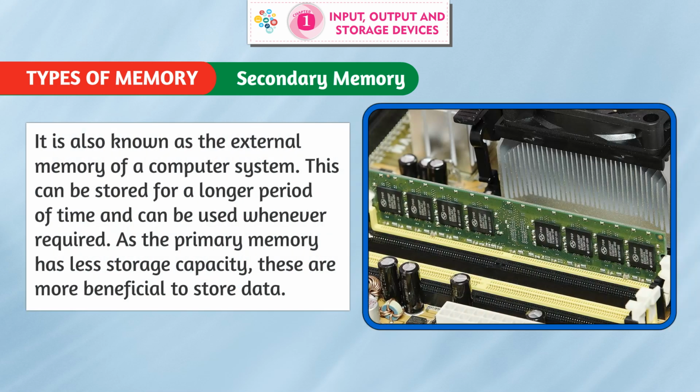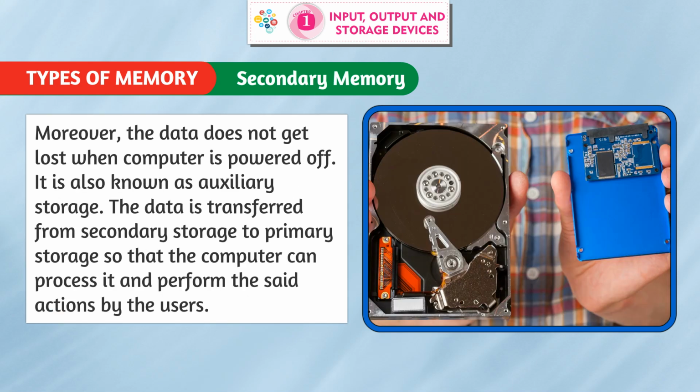Secondary memory. It is also known as the external memory of a computer system. This can be stored for a longer period of time and can be used whenever required. As the primary memory has less storage capacity, these are more beneficial to store data. Moreover, the data does not get lost when the computer is powered off. It is also known as auxiliary storage. The data is transferred from secondary storage to primary storage so that the computer can process it and perform the said actions by the users.